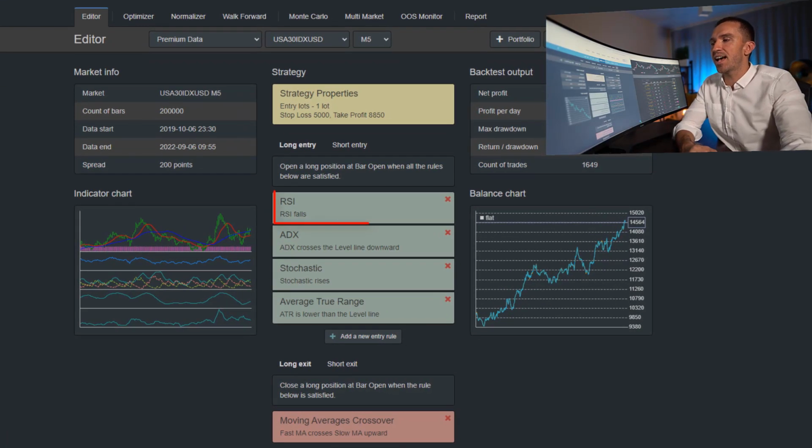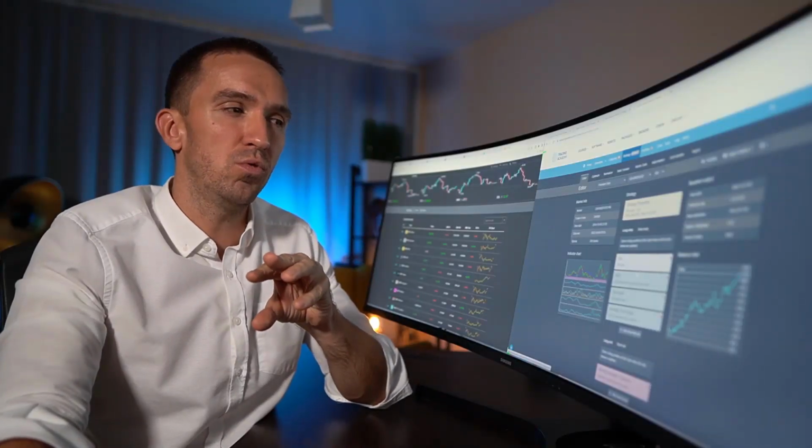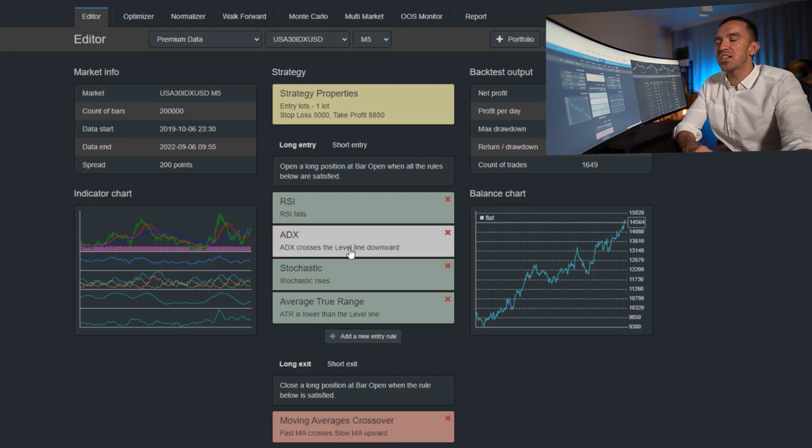We have the RSI falls, which is a condition that confirms the other rules, ADX crosses the level line downwards, stochastic rises, and ATR is lower than the level line.